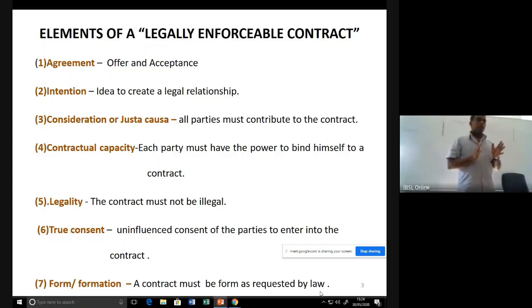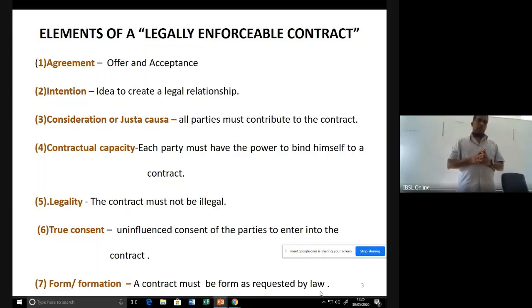Now, those are the two types of contract that we enter: legally enforceable contracts and legally non-enforceable contracts. When I say this, don't think or remember it like this: any contract that you enter with a family member is a non-enforceable contract.